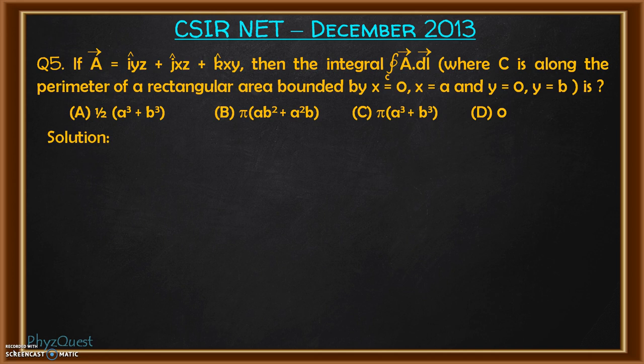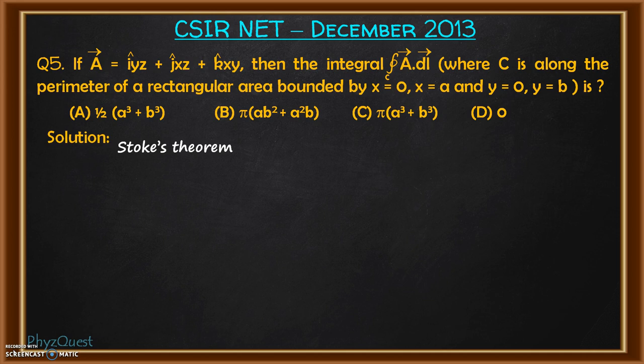So here we have defined a contour C whose area is defined, and we need to find out the line integral of A dot dl over the contour C. Vector A is already given. Now the line integral of any vector over a closed contour is represented in Stokes theorem. So here we need to find out the line integral of vector A over a contour C, which is a rectangle.